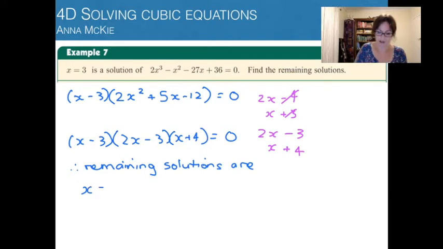Our remaining solutions are x is equal to 3 over 2 and negative 4. Although you could just write x is equal to 3 over 2 and negative 4, I find it a good technique. If you've been asked a question in words, you should answer in words. Get you used to how you communicate your maths.